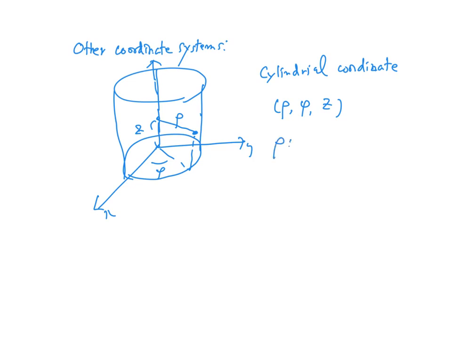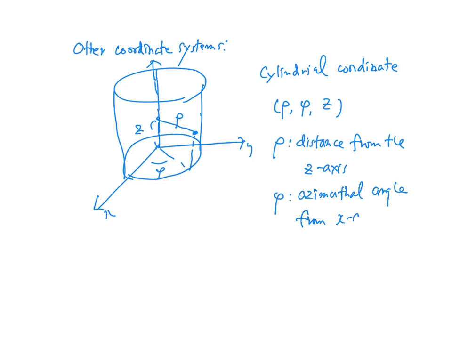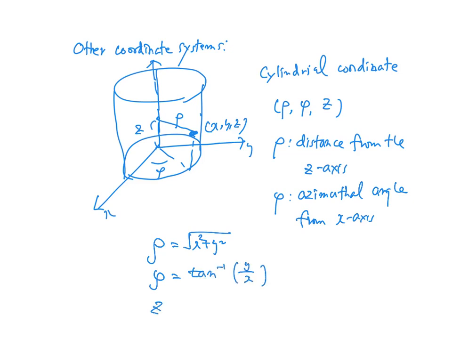So rho is the distance from the z-axis. Phi is called the azimuthal angle from the x-axis. So let's assume that this point is x, y, z. Then rho is defined as the square root of x squared plus y squared. And phi is arctangent y over x, z is z.